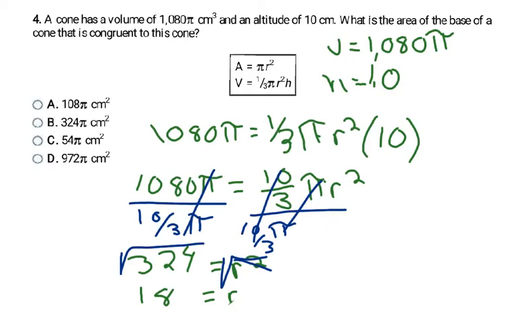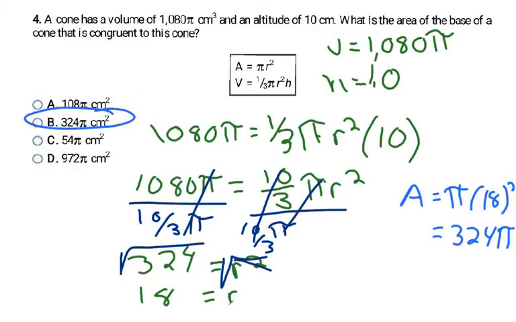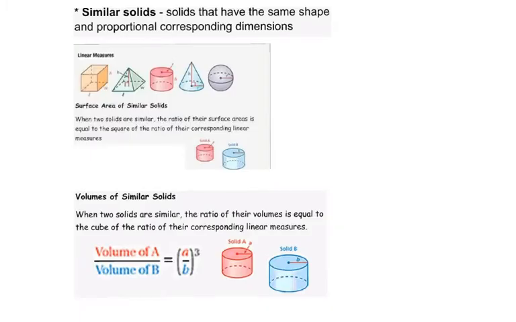I can use that in my area formula here to find the area. So I'm going to take area equals pi, and then once again I'm leaving that pi, times 18 squared. Well, 18 squared is 324. Keep the pi there. And that's my answer. Units is centimeters squared. So my answer is B.